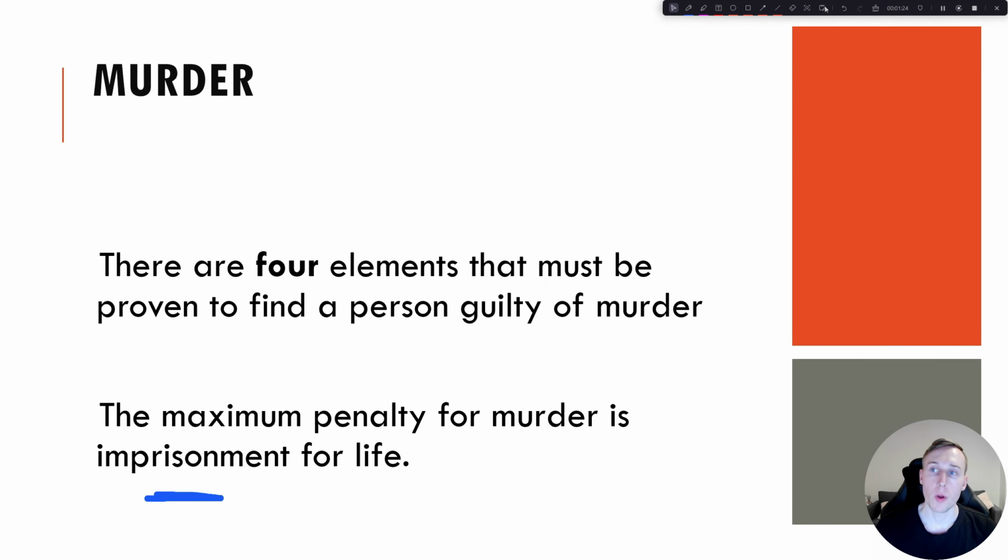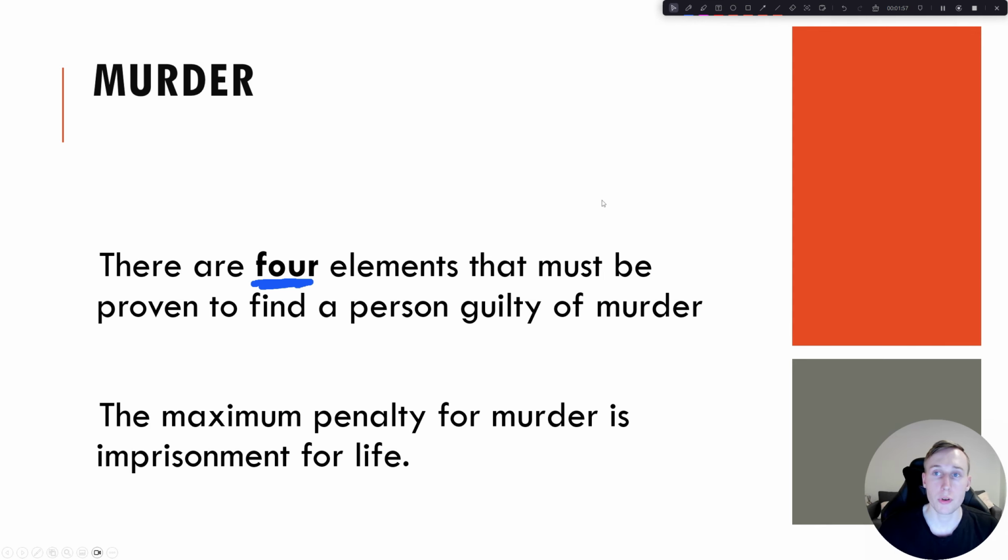So when we're looking at murder, it's important to know that we need to prove 4 specific things, or 4 elements, for a person to be found guilty of murder. If 1 or 2 of these 4 things is missing, then someone cannot be charged with murder. They might be charged with, say, for example, manslaughter instead. And if you do happen to get charged with murder, the penalty is generally imprisonment, and it's imprisonment for a life sentence or generally quite a high period of time, depending on the case.